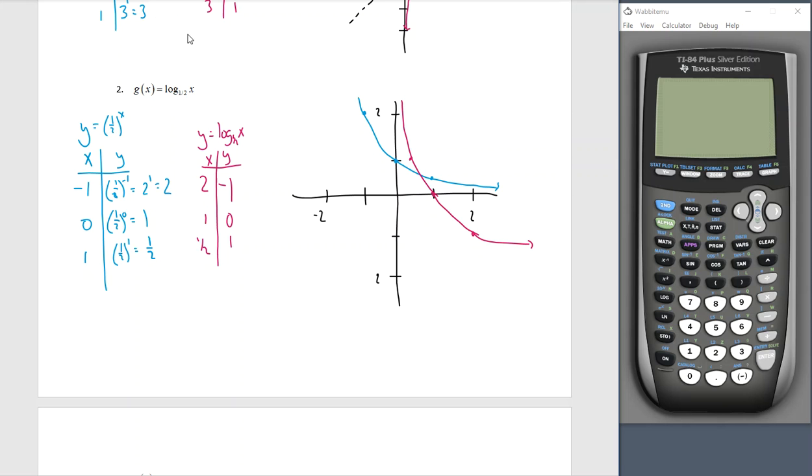Oh, that wasn't so bad at all. And check it out. If we draw on this line, y equals x, I missed it. I almost got it. They should cross right on that line, but I missed it a little bit. Yeah, I was off by a little bit, but you get the idea.